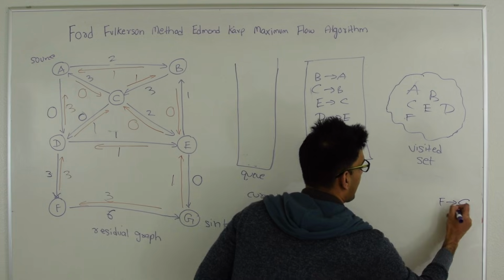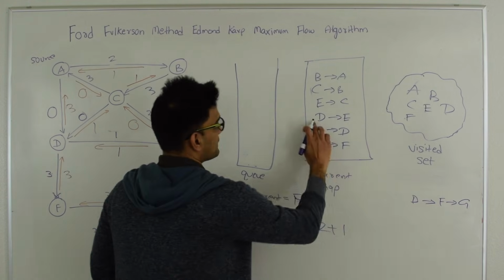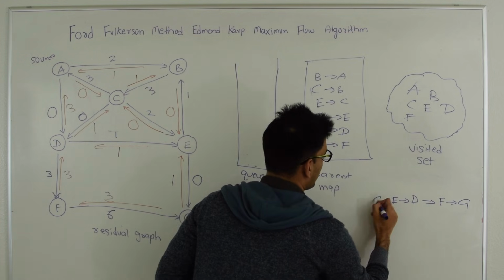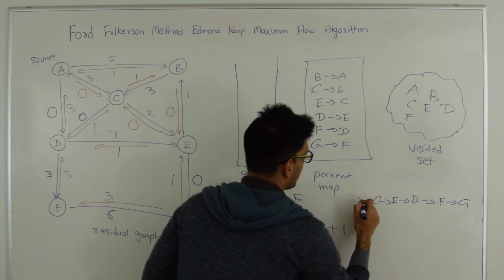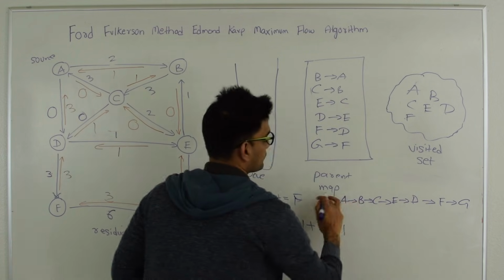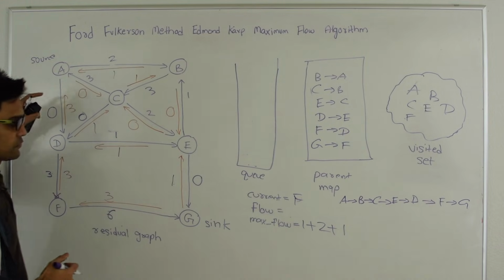Let's see who introduced F. D introduced F, and D got introduced by E, and E got introduced by C, and C got introduced by B, and B got introduced by A. So this is our BFS path from source to sink.